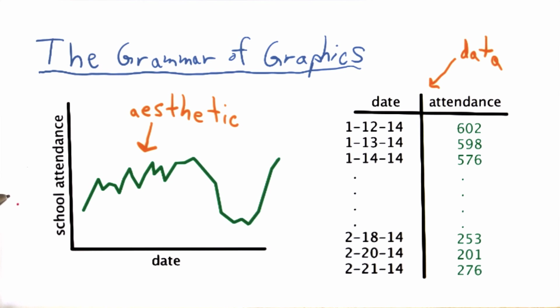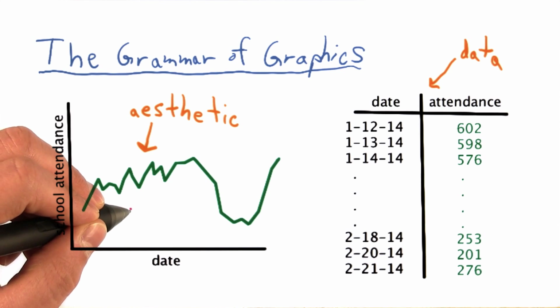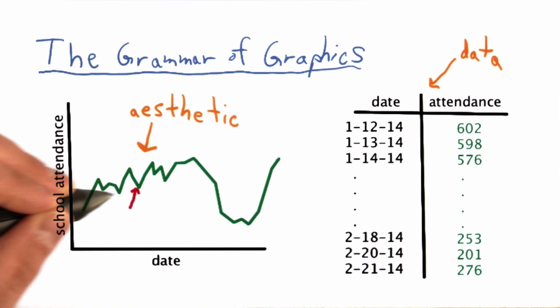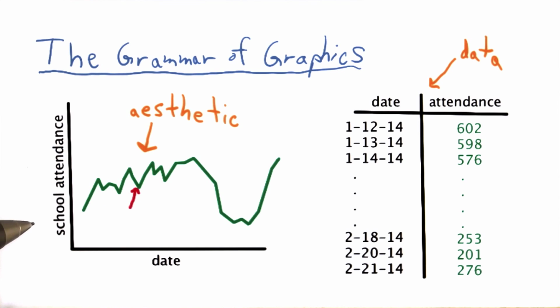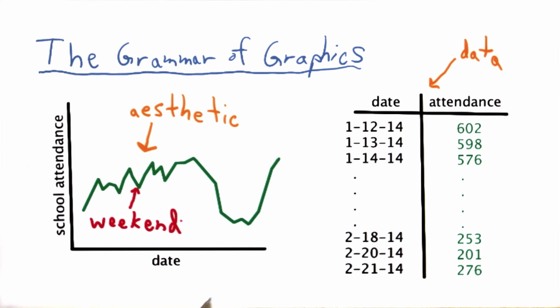One thing that's much easier to interpret from our line plot is any trend in the data. We can see here there's short dips in the attendance. They occur fairly regularly with some period. These might be weekends. And we see another fairly large drop towards the end of the year.